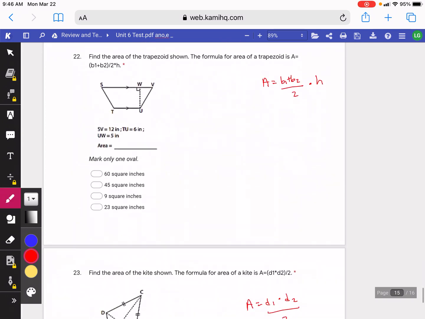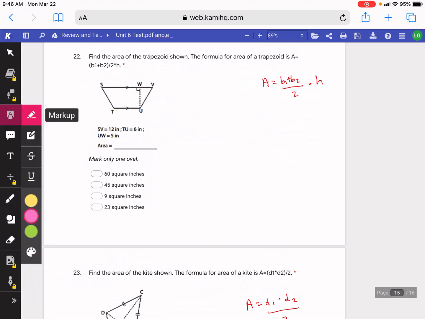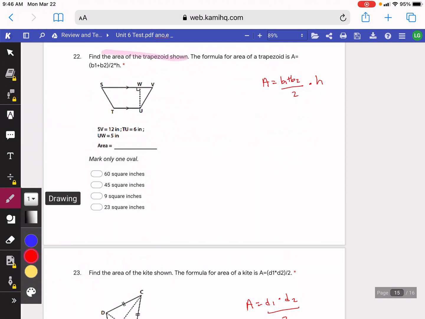In this next problem, we're finding the area of the trapezoid, and we're using the formula base 1 plus base 2 divided by 2 times the height. Here our top base SV is 12 inches. Our bottom base TU is 6 inches. So those are my 2 bases. And then my height UW is 5 inches.